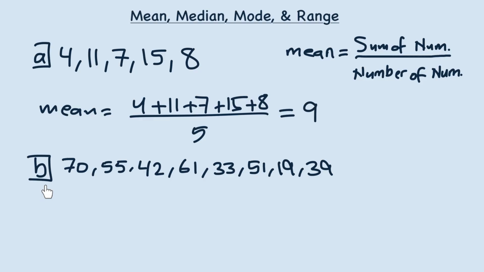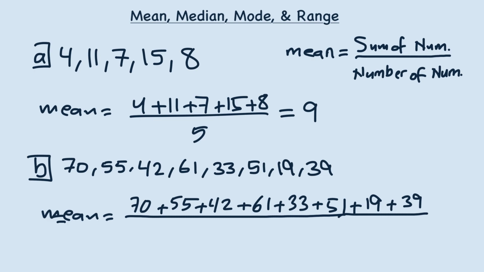Now it's your turn. Try to solve it, then check your answer. We have a set of data: 70, 55, 42, 61, 33, 51, 19, and 39. So to find the mean, we simply add all these numbers together, divided by the number of numbers. So 1, 2, 3, 4, 5, 6, 7, 8. So simply divided by 8. Using the calculator, we get 46.25.